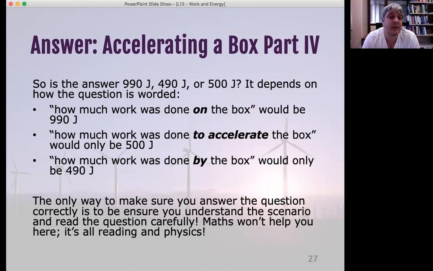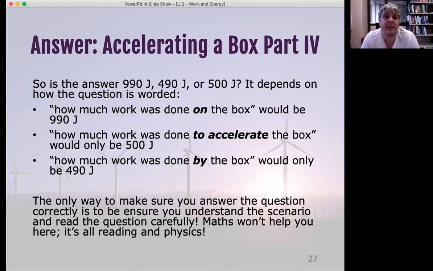If the question was how much work was done on the box, that means how much work did the person or object pushing the box do on it, then it would be the full 990 joules. If the question was how much work was done to accelerate the box, then the answer would be 500 joules, because the other 490 was applied to the box but used by the box to apply work to the floor while overcoming that friction. How much work was done by the box? That would be the friction. That would be that 490 joules.